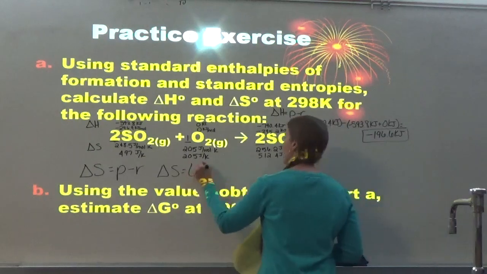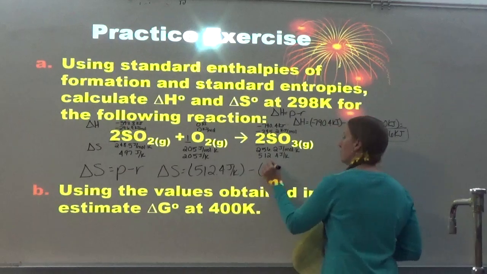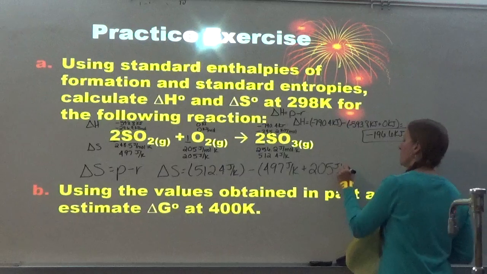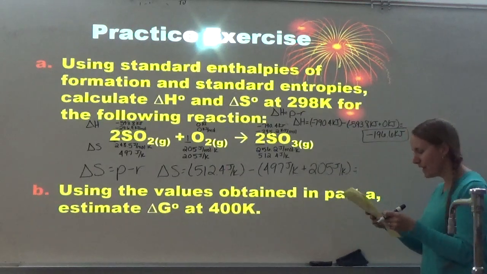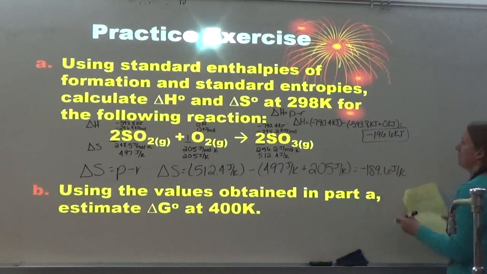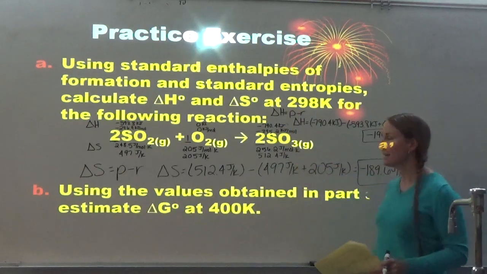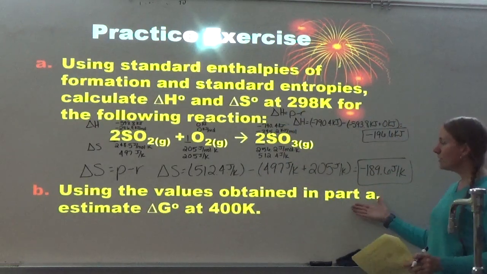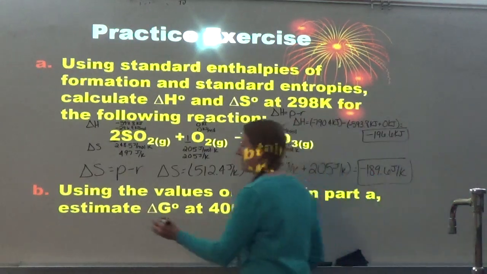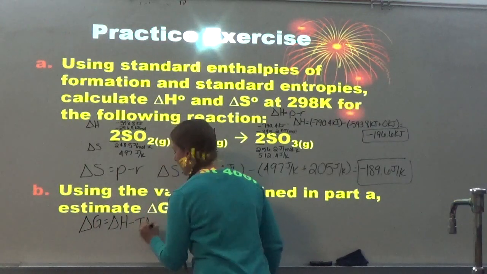So my products are 512.4 joules per Kelvin. My reactants are 497 joules per Kelvin plus 205 joules per Kelvin. So once I solved that, I ended up getting negative 189.6 joules per Kelvin. All right, so again, y'all, all I'm doing is pulling these numbers from Appendix C in the textbook. Then it says, using the values obtained in Part A, estimate delta G at 400 Kelvin. So this is where I can now use my delta G equals delta H minus T delta S.